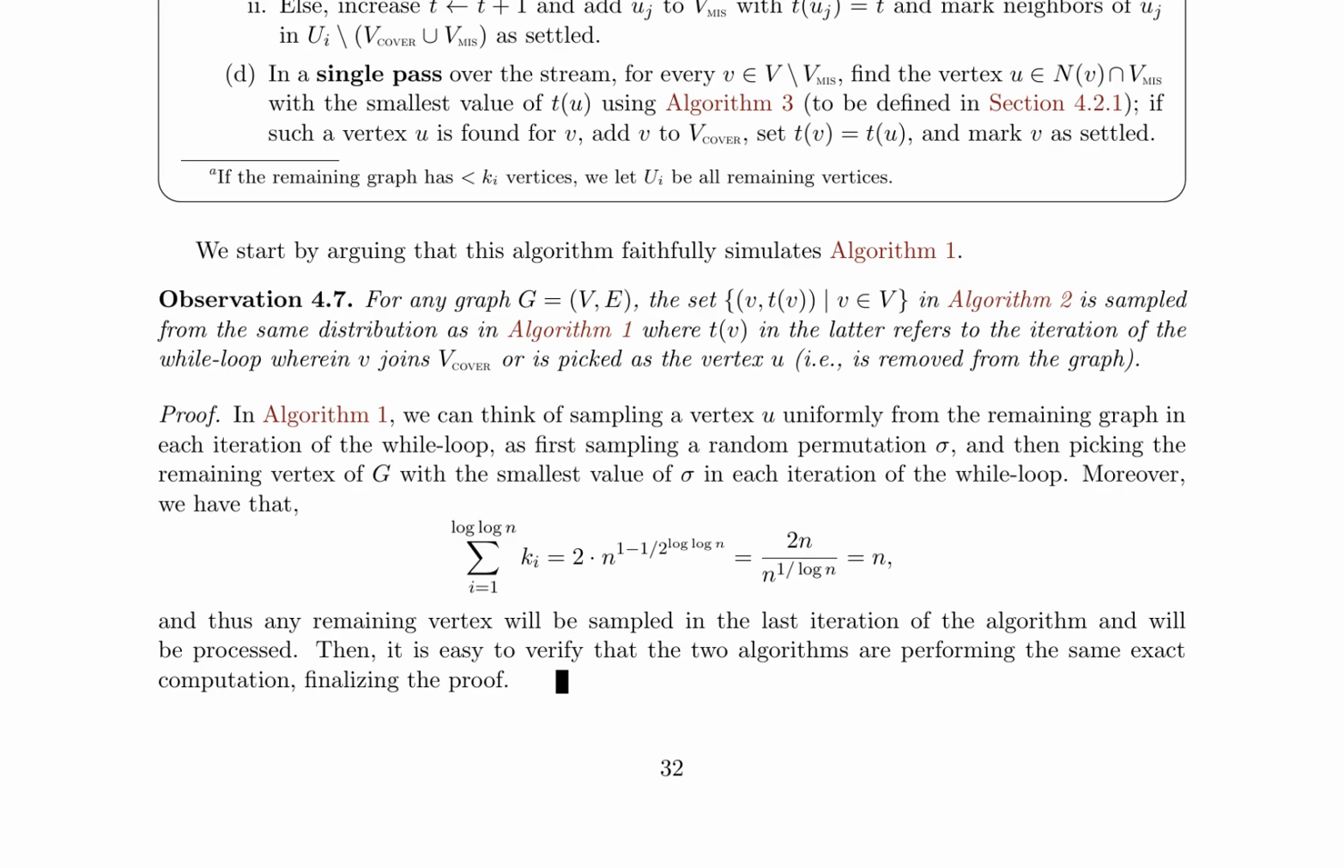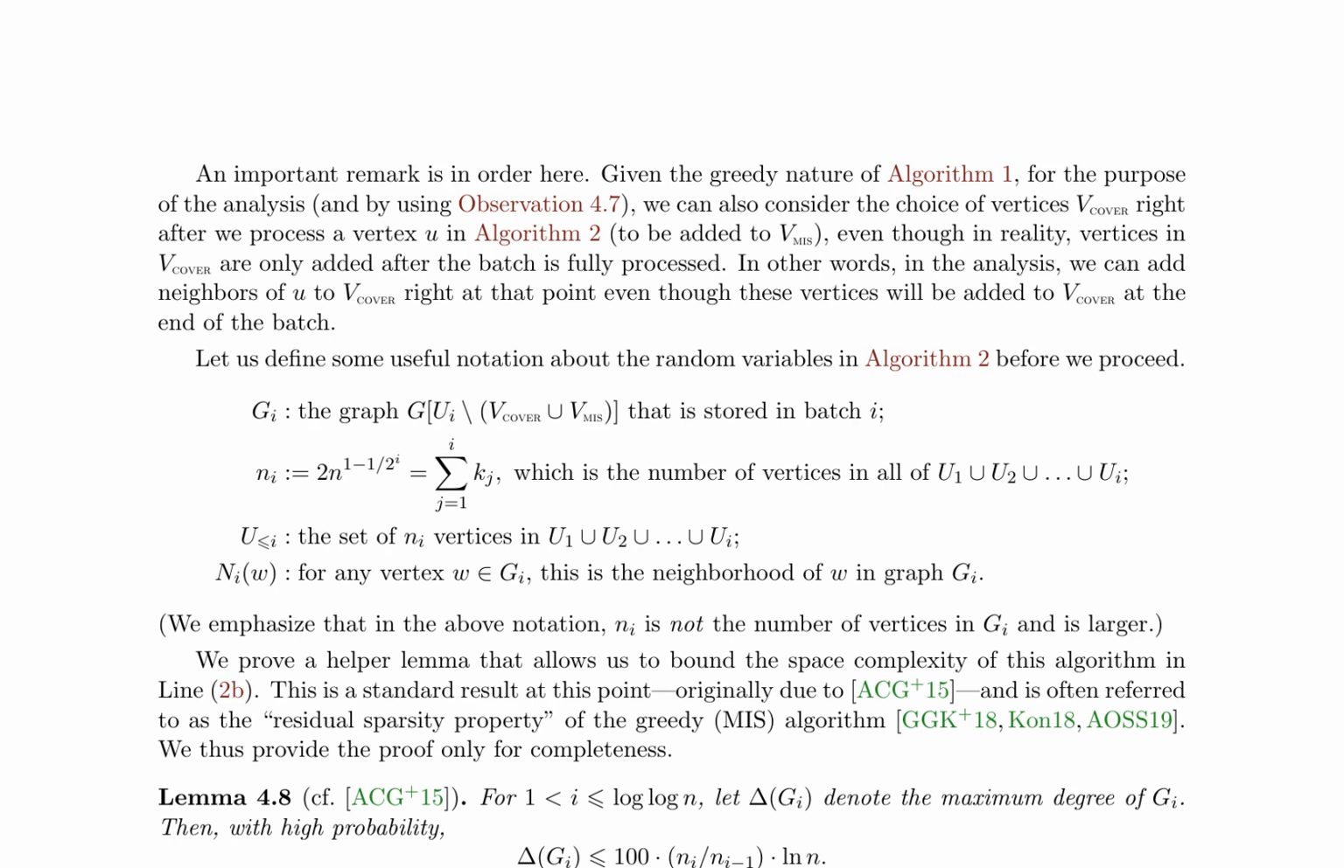The algorithm provides a dynamic streaming implementation of algorithm 1, which is essential for processing large graphs in a streaming setting. The proof of correctness establishes the algorithm's validity and provides a solid foundation for further research in this area. The analysis of algorithm 2 is facilitated by considering the choice of vertices in V cover after processing the vertex U, even though in reality, these vertices are added to V cover at the end of the batch. This allows for the addition of neighbors of U to V cover at that point, simplifying the analysis.